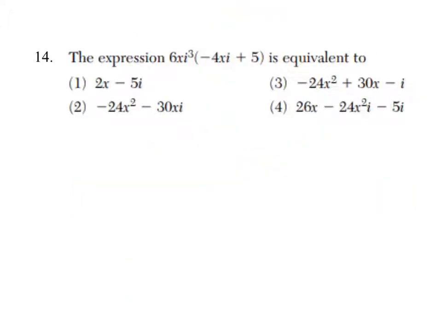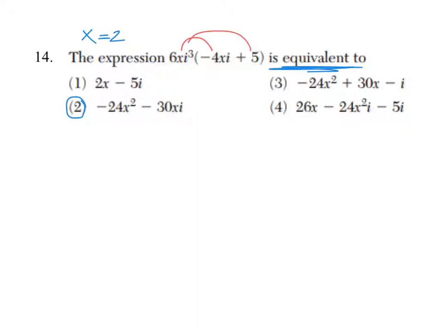Now for this question, it says the expression 6xi to the third times negative 4xi plus 5 is equivalent to. Now, because it's multiple choice, what you could do is pick any number for x. I usually pick 2. And you can plug in x equals 2 into all of these, into your calculator screen with the i's, and you actually end up seeing that this guy matches this result. But if you don't want to do it that way, you can do it out.